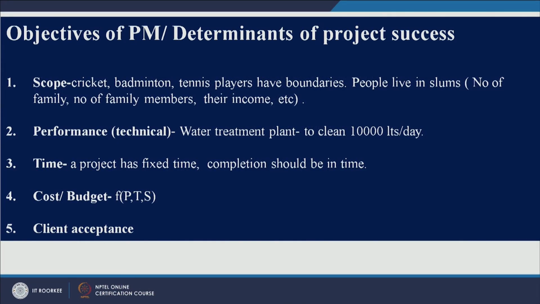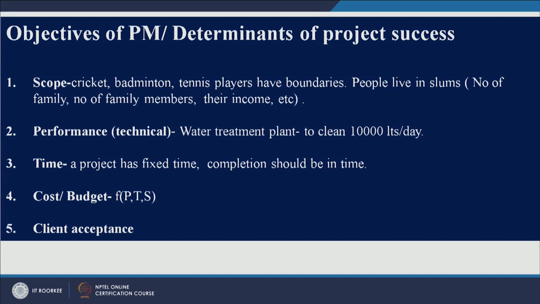Let us look at a couple of objectives of project management or determinants of project success. Whenever you go for a project, you should look at its scope very carefully. Scope is nothing but the boundaries within which you are going to perform. For example, in a cricket match, you have got a boundary. That is the scope of the project. Similarly, in other sports also, you have got certain boundaries, certain limitations within which you have to work.